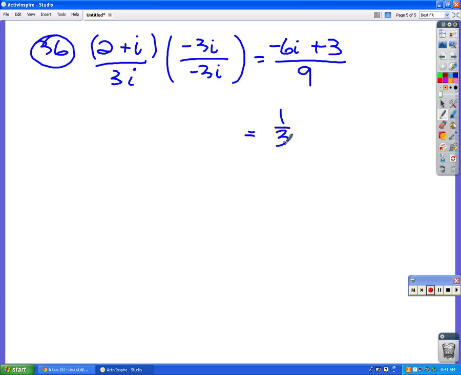Okay, so to write this in standard form, I need my real part first, which would be 3/9, which I'll reduce to 1/3. And then I need my imaginary part next, which is negative 2/3 i.